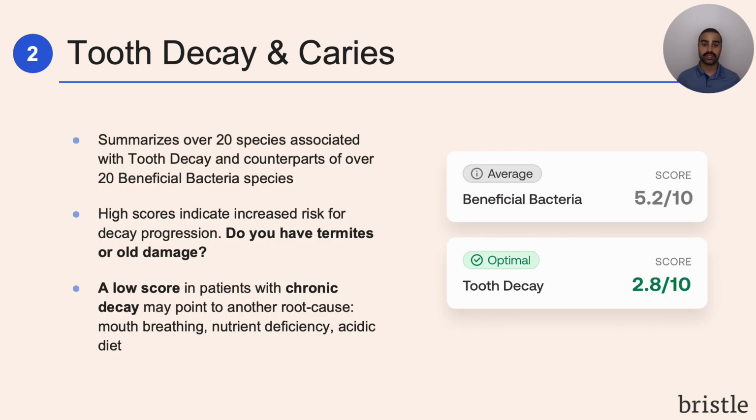Our score for tooth decay includes over 20 decay-related species, plus 20 beneficial species. It helps you determine if symptoms are caused by ongoing microbial activity or if the damage is historical and the microbial risk is actually low. If the latter, it can help point you to look at other potential root causes, like mouth breathing or a very acidic diet.